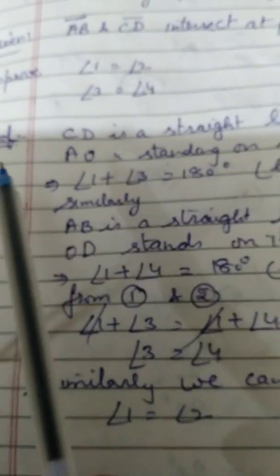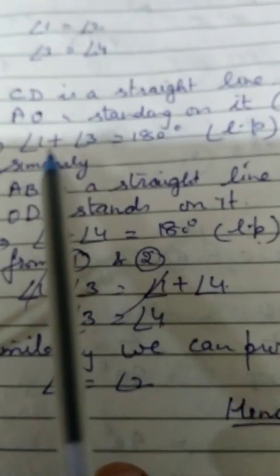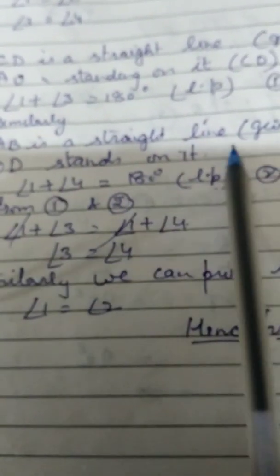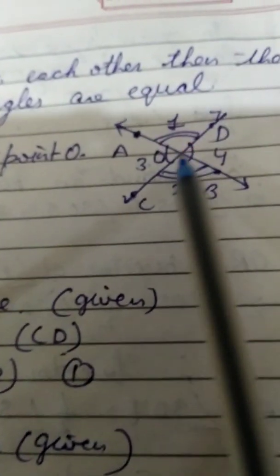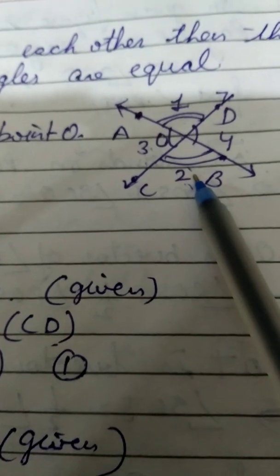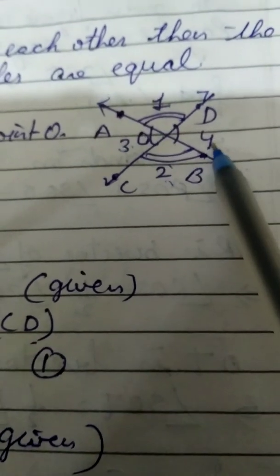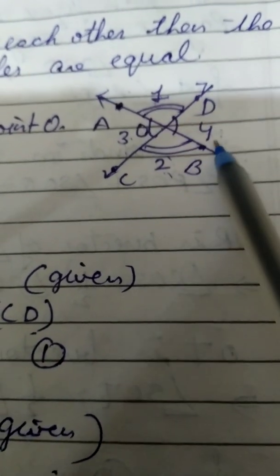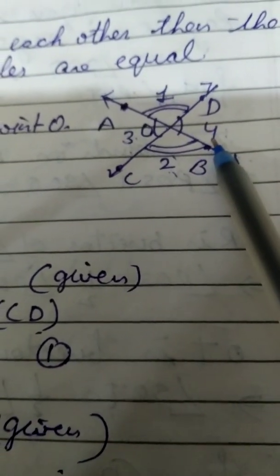See here in the proof. CD is a straight line, and AO is standing on it. Angle 1 plus angle 3 is equal to 180. These are forming a linear pair. Similarly, AB is a straight line and OD stands on it, so angle 1 plus angle 4 is equal to 180. Here angle 3 plus angle 2 is equal to 180. Because OD is standing on AB, angle 1 plus angle 4 is 180, and angle 1 plus angle 3 is 180.